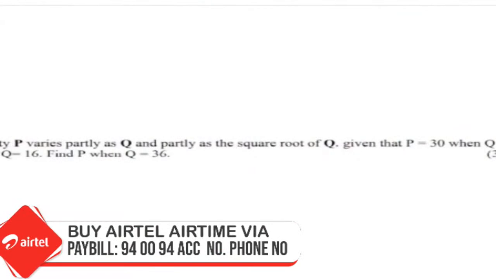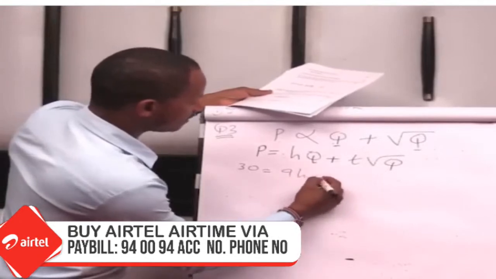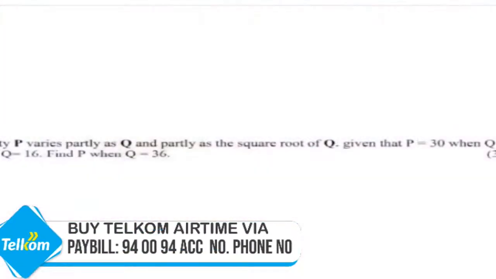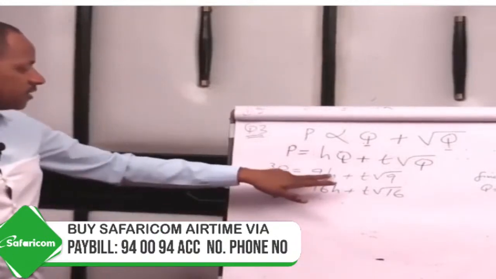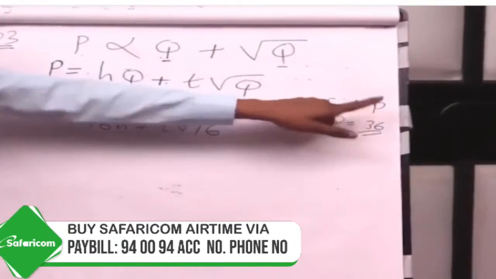So what does the question say? A quantity P varies partly as Q and partly as the square root of Q, given that P is equal to 30 when Q is equal to 9. So P is equal to 30 when Q is 9. So 9H. Just replace plus T into the square root of 9 when Q is 9. And P is 14 when Q is 16. So 16H plus T, the square root of 16. Then you are told, find P when Q equals 36. So from here, we have two variables, H and T. So we get the values of H and T, then we replace in this equation with Q as 36. We'll get our value for P.